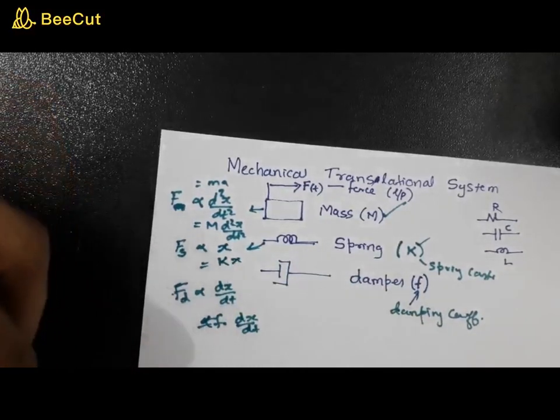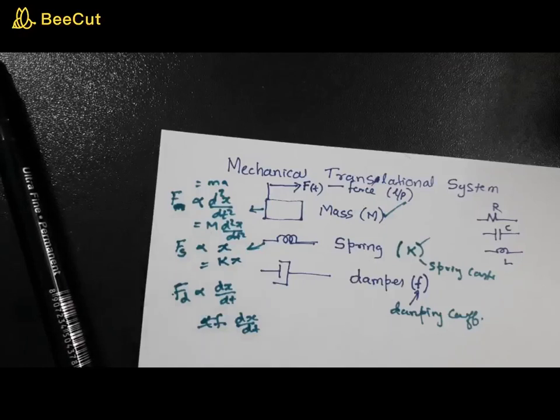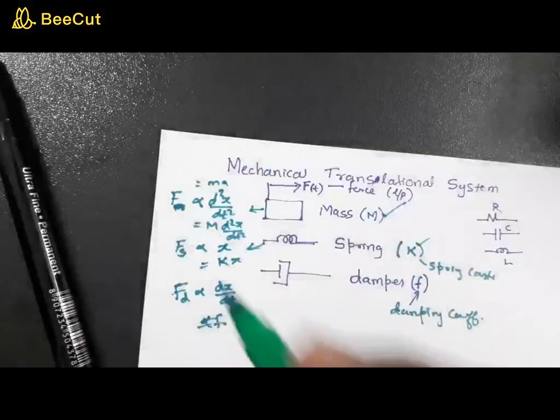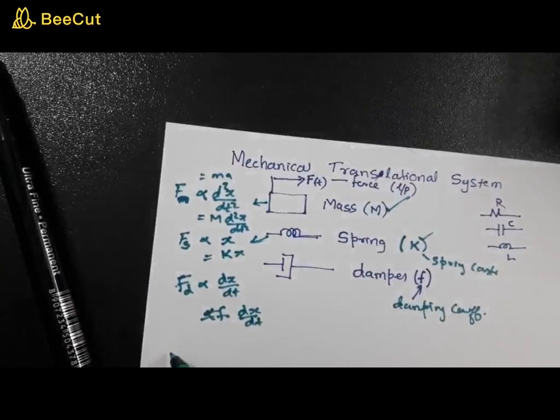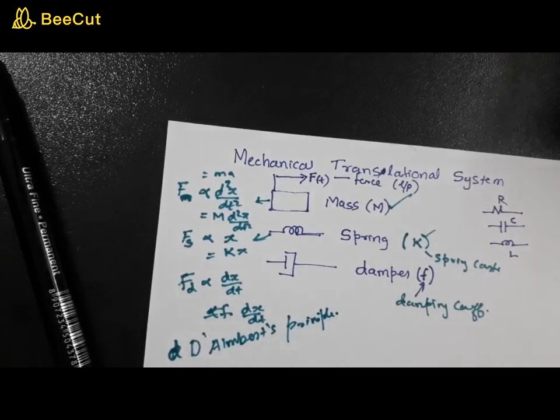This is how the force equations correspond to each component, and these force equations are generally derived from D'Alembert's principle. Questions are usually asked as 2 marks questions, such as what is D'Alembert's principle. It is actually the force associated with the mass, spring and the damper, and how they are related, that is given by D'Alembert's principle.